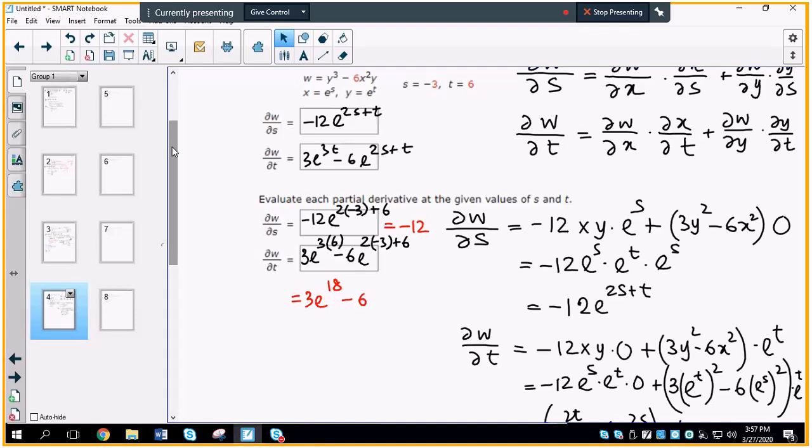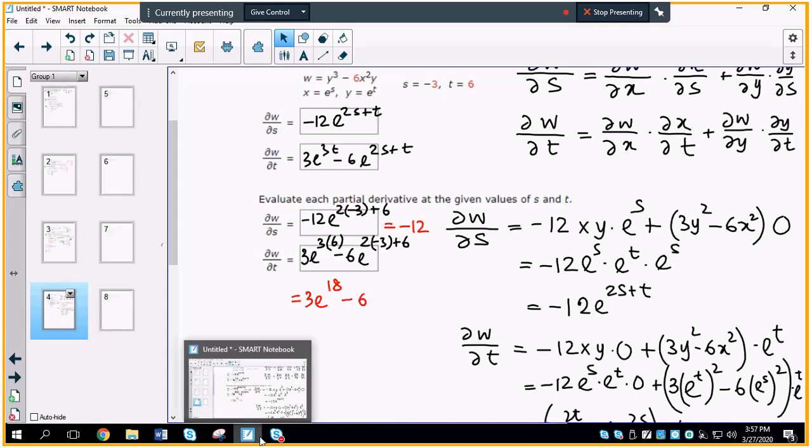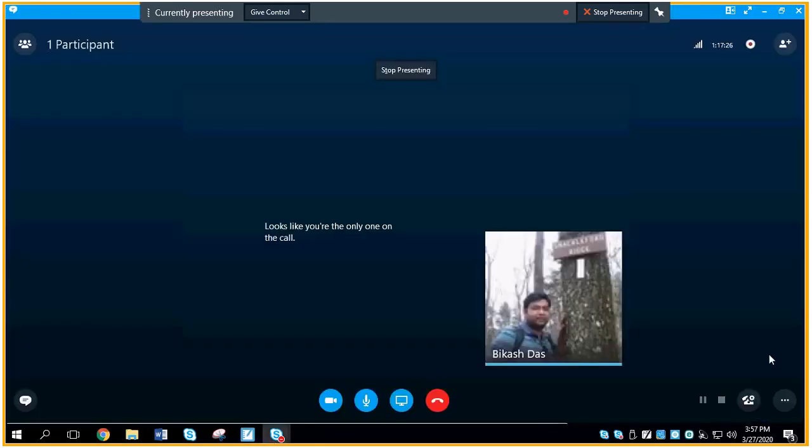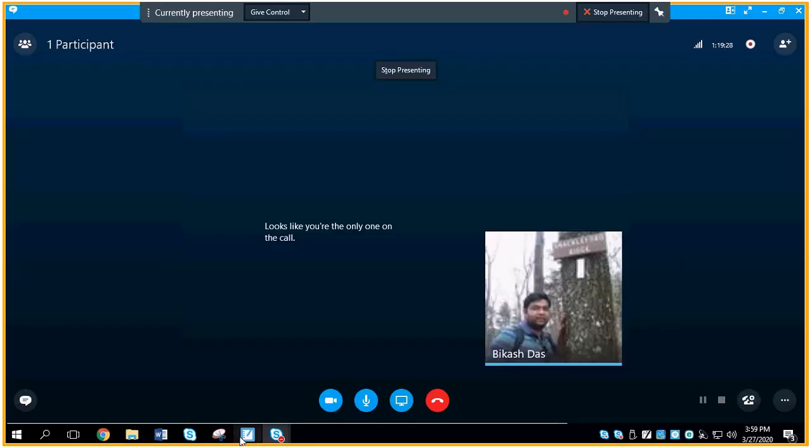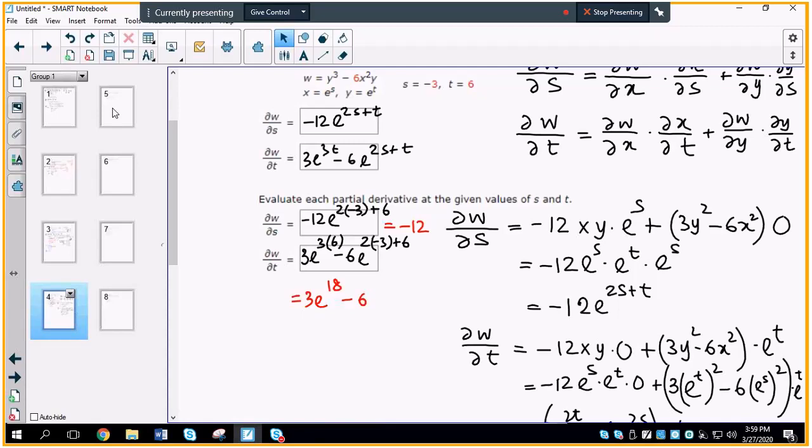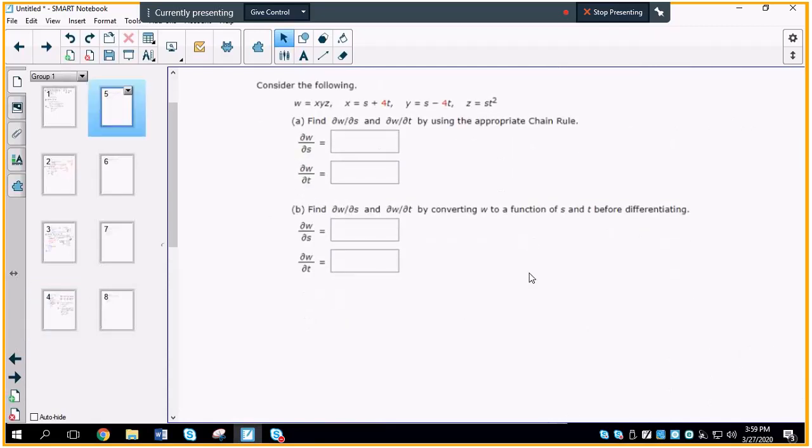So these are my final answers to the question, which is describing finding the partial derivative of w when w is a function of two variables x and y, x is a function of s, and y is a function of t. All right, so let's go to the next page and try to work this problem. It is, as you can see, pretty similar.